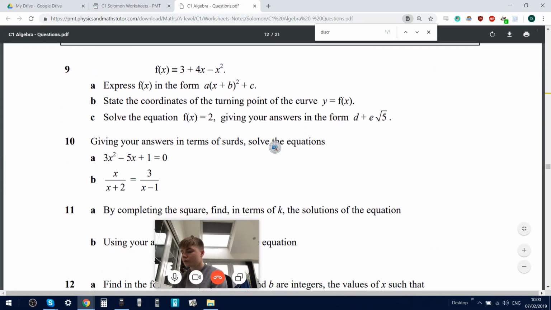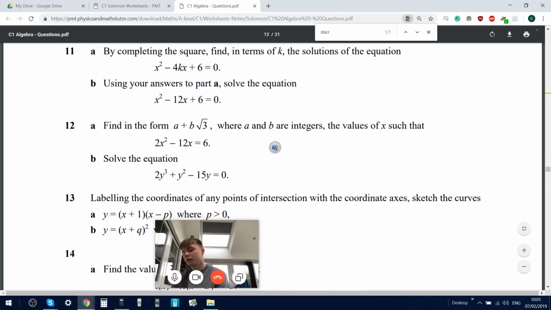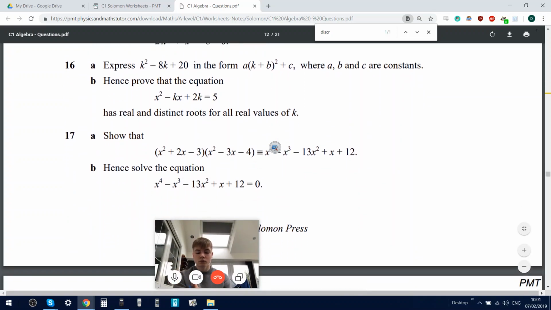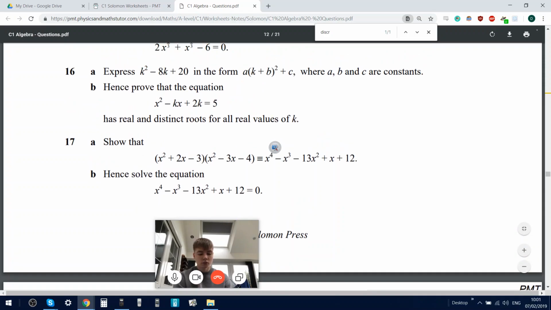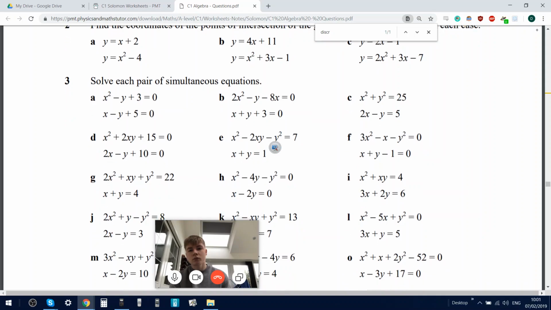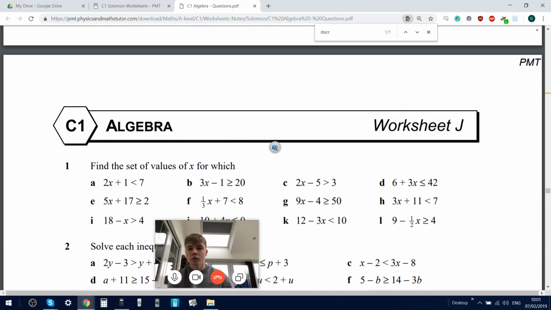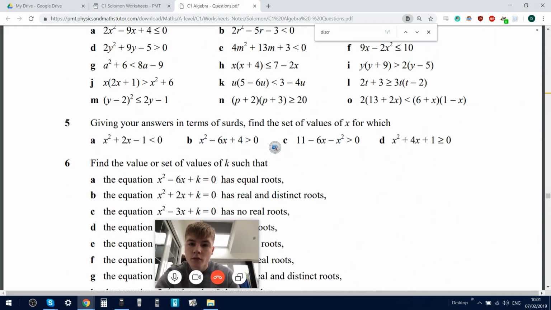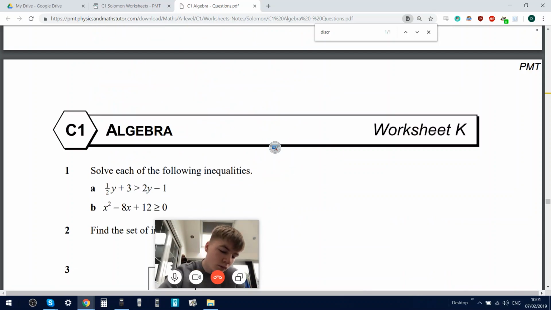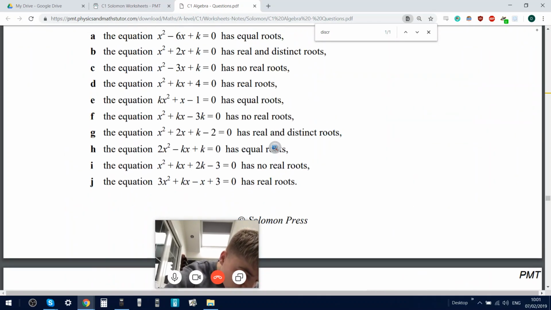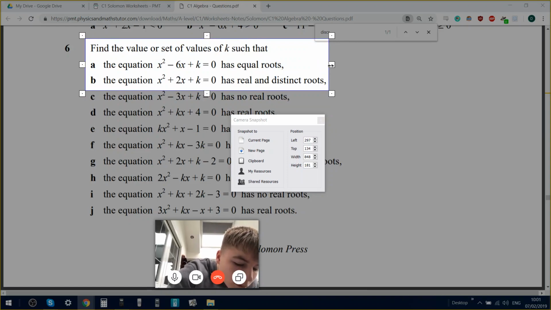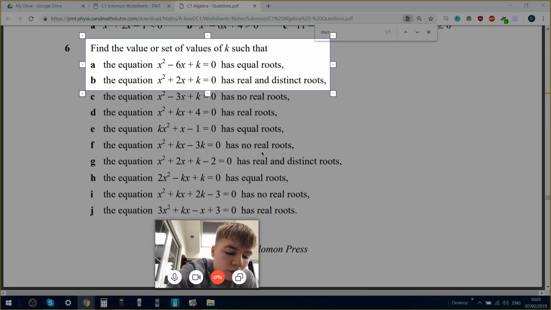No. Sorry, there was one more type I wanted to see if possible. Label the coordinates. Sketch the graphs. Hence prove this equation. So simultaneous equations is the one. Find the coordinates. Solve given that. Give me answer in terms of surds. The equation has equal roots. Okay, so we better just do at least one of these. How would you do 6b? 6b.